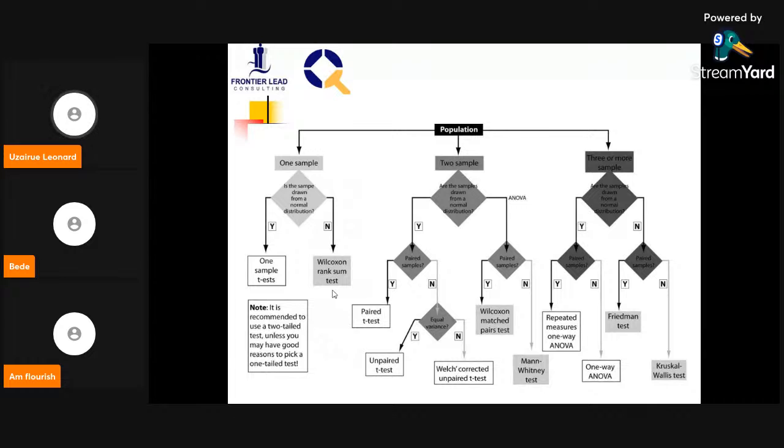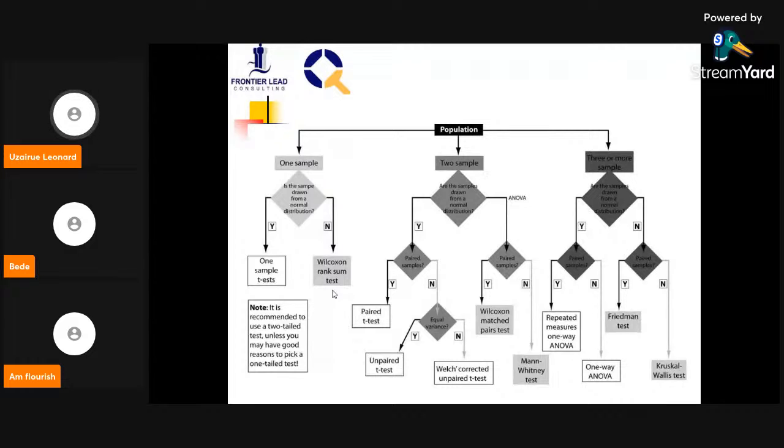Now, if you have more than 2 or 3 samples, groups or populations, the next thing you do, you also collect samples, then you ask yourself, are they normally distributed? If yes, then you come here, are they paired? If they are paired, you run what we refer to as repeated measures one-way ANOVA. Then if they are not paired, you run what we refer to as one-way ANOVA, the most popular one.